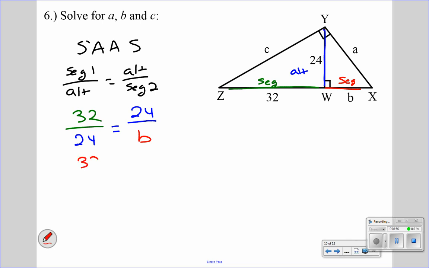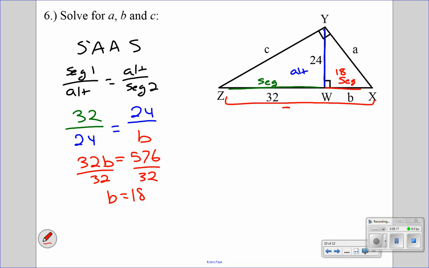And then segment 2 is B. Cross multiply and solve. We get 32B equals 576. Divide by 32. B equals 18. Now we know that this equals 18. So now we can also quickly find that our hypotenuse equals 50. We just did 32 plus 18 equals 50. So now we have our hypotenuse and segments, and we're solving for C and A. Both of these are legs.